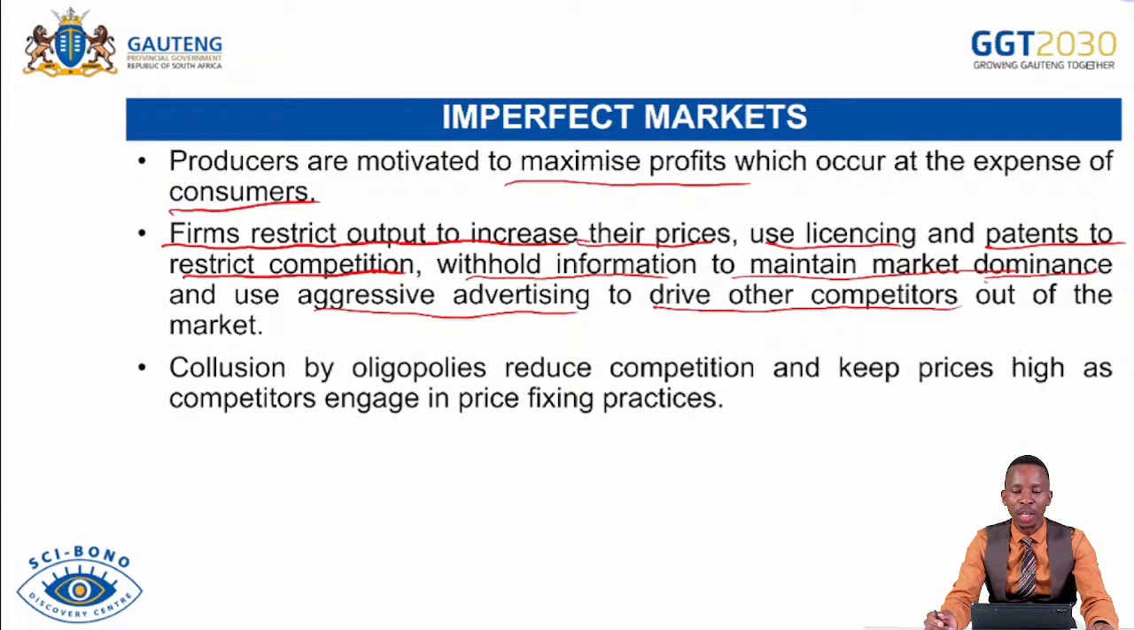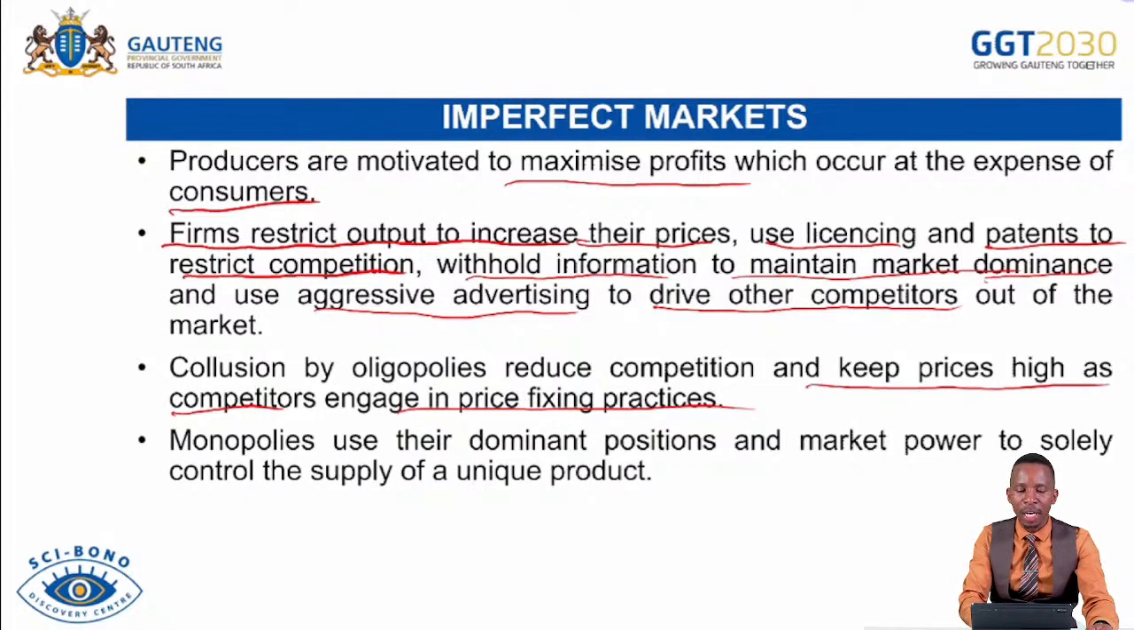Collusion by oligopolies reduces competition and keeps prices high, as competitors engage in price fixing. So we know that oligopolies are the ones that are mostly evident in terms of collusion. So they get together through cartels or implicit collusions, by doing what? By fixing prices and production techniques, which always compromises the competition and reduces social welfare.